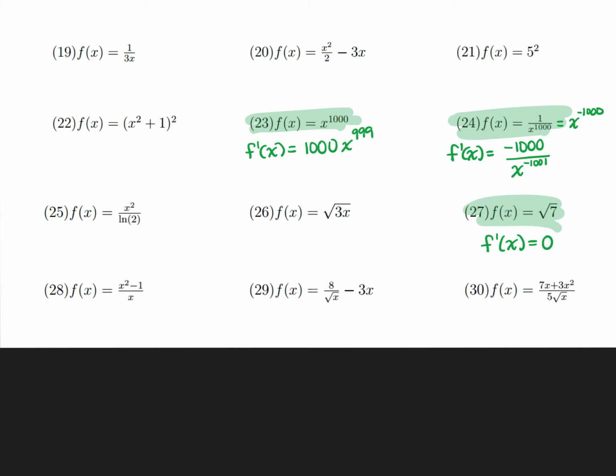Okay, so the last couple here, 23 is pretty straightforward, just a larger power on x, no big deal, same process. 24, again, it's very similar to one of the examples we did on the front of the page. When you have an x in the denominator, you can rewrite it with a negative power, and then you go through your process and you end up with what I have there. And then finally 27, the square root of 7 is just a constant. So when we find the derivative of a constant, that is just 0.